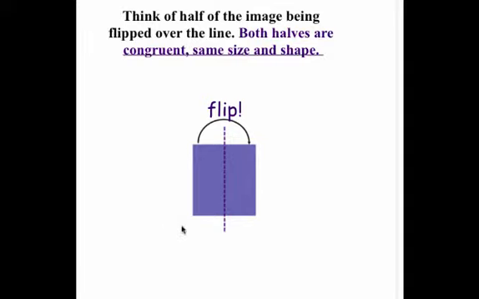Here my image is of a rectangle, not a butterfly, but I could fold it on this purple line of symmetry, and if I were to take the left half of this rectangle and imagine it flipping over, it would match up exactly with the right half of the rectangle.